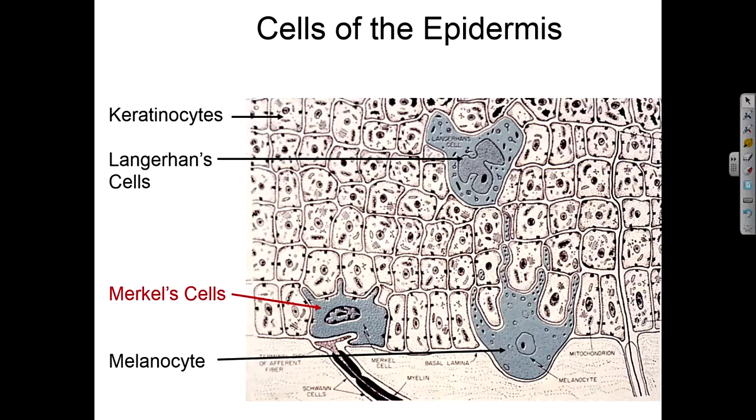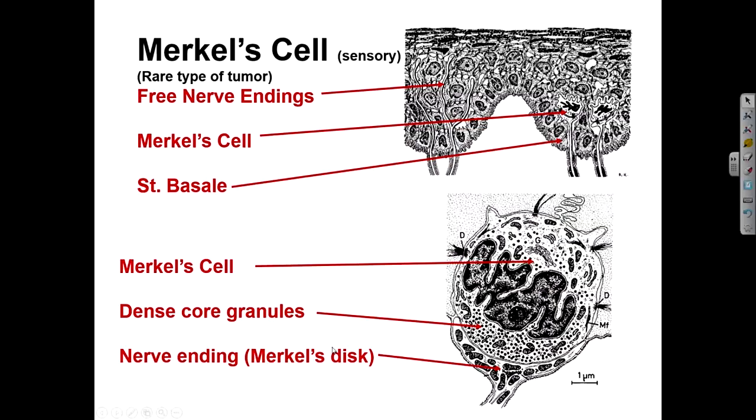Merkel cells, okay, this is sensory. Quite often you see them associated with a nerve of some sort. So you can see this Merkel cell here. It has these dense core granules, which is reminiscent of neurotransmitter granules, okay? And it's budding next to a nerve ending. So then we think that Merkel cells play a sensory role in the skin.